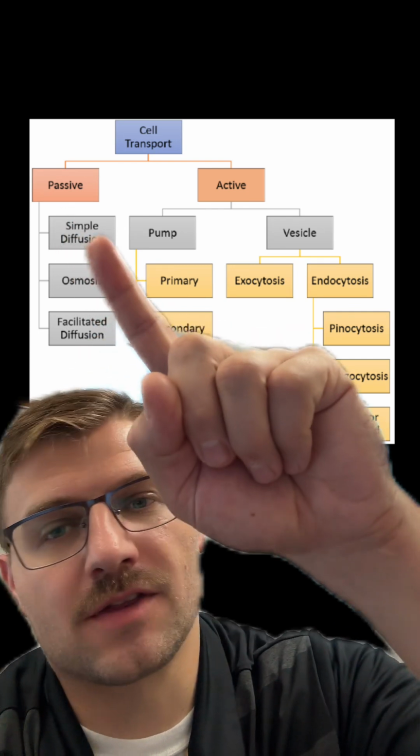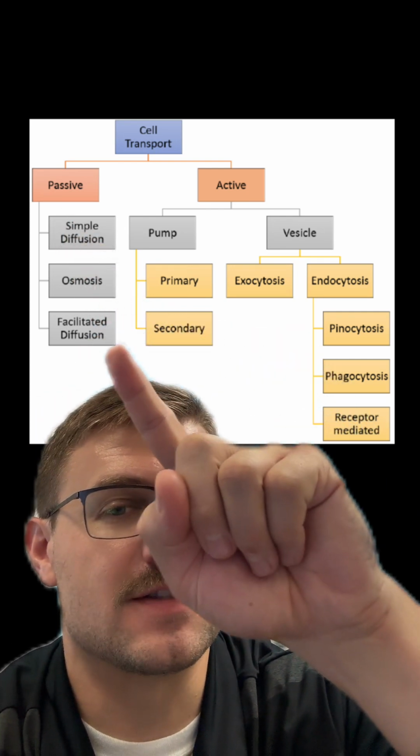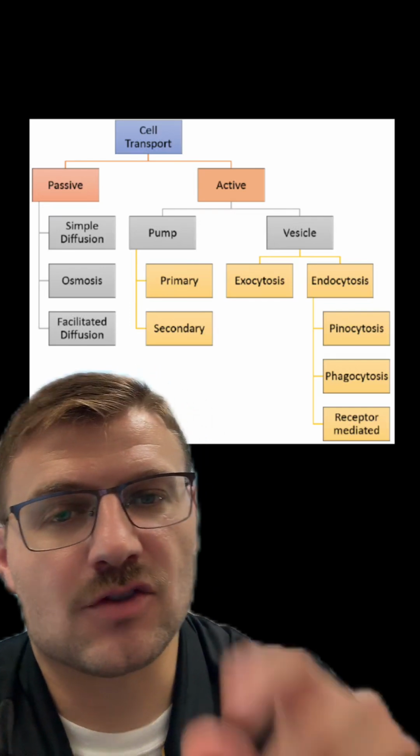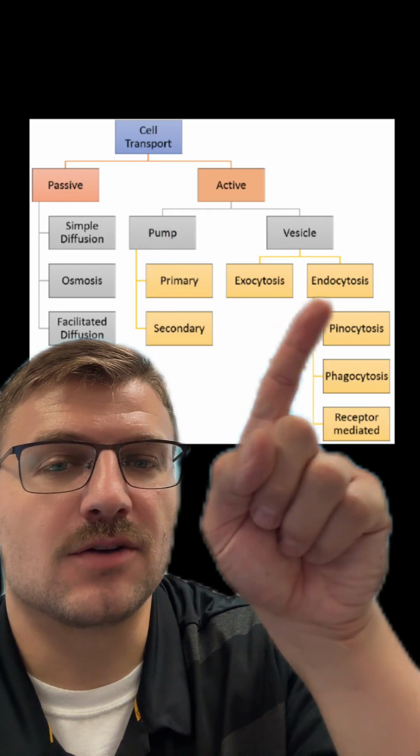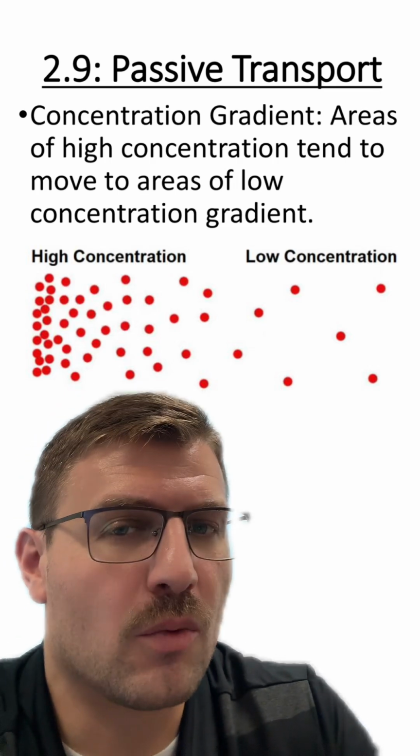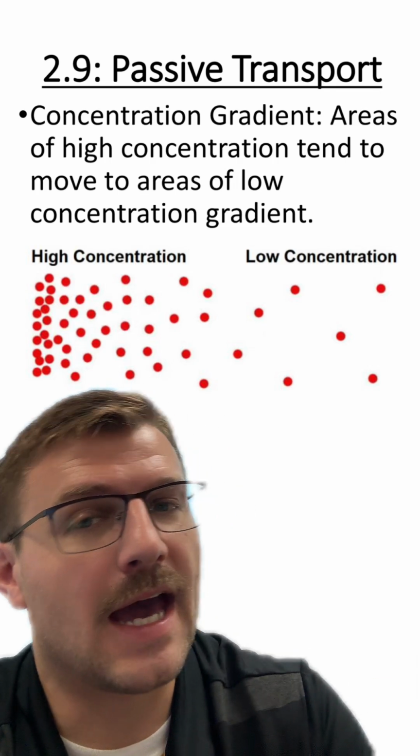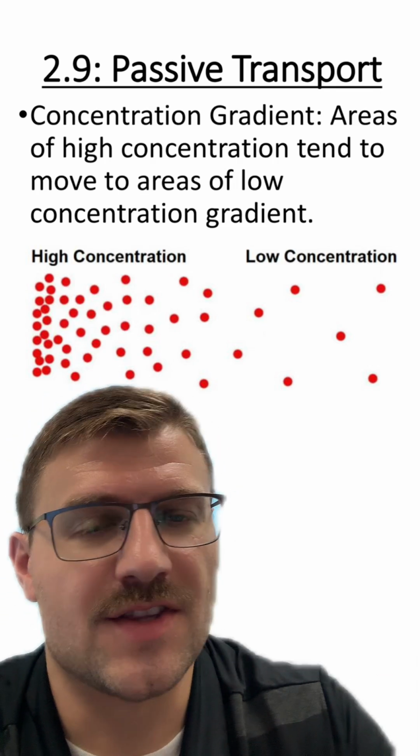Within passive transport, there's diffusion, osmosis, and something called facilitated diffusion. And within active transport, there are pumps, endocytosis, and exocytosis. Before we get into the specifics of passive transport, let's talk about something called the concentration gradient.